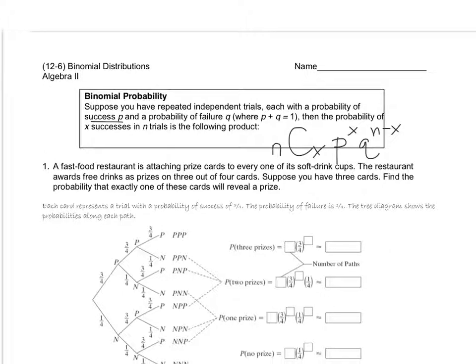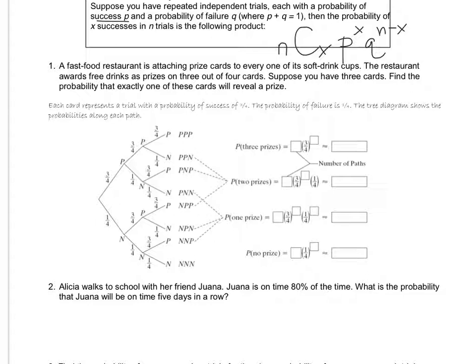So first example: a fast food restaurant is attaching price cards to every one of its soft drink cups. The restaurant awards free drinks as prizes on 3 out of 4 cards. Suppose you have 3 cards. Find the probability that exactly one of these cards will reveal a prize.